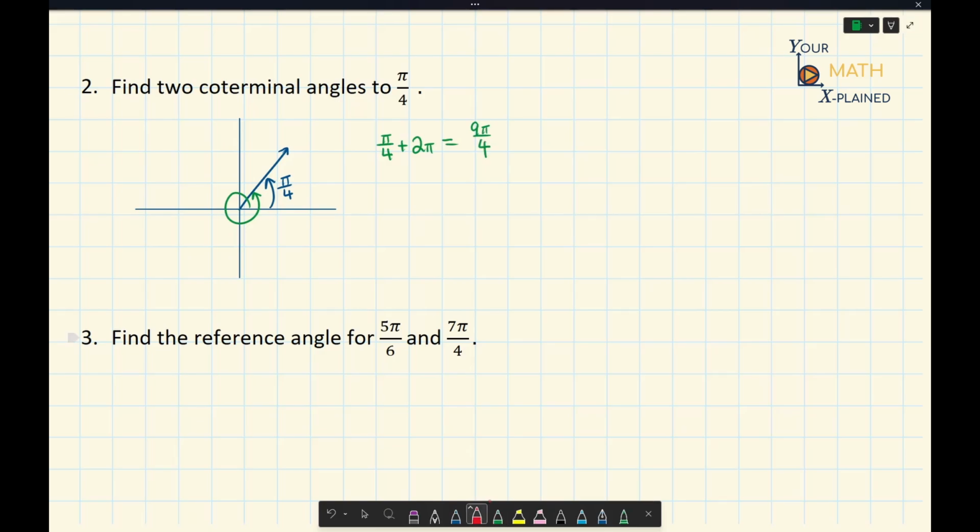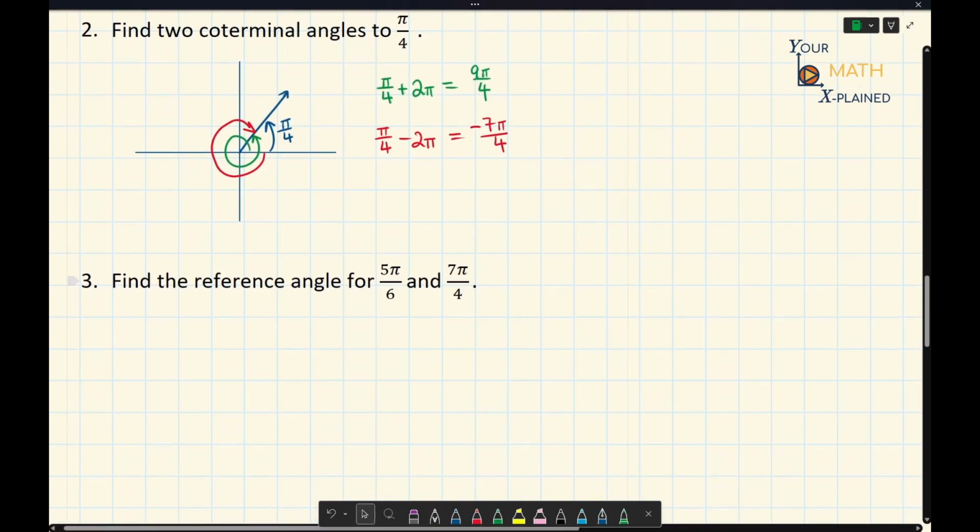To find another one, we can simply go 2 full rotations and then stop at pi over 4. But we can also go in the opposite direction. So if we go clockwise and then stop at pi over 4, this would be as if we started at pi over 4 and then went clockwise for a full rotation. So that would be pi over 4 minus 2 pi. And this tells us that our red angle would be negative 7 pi over 4.